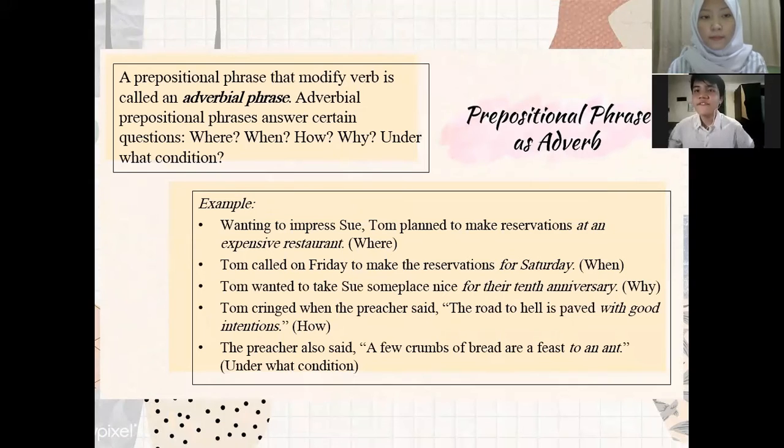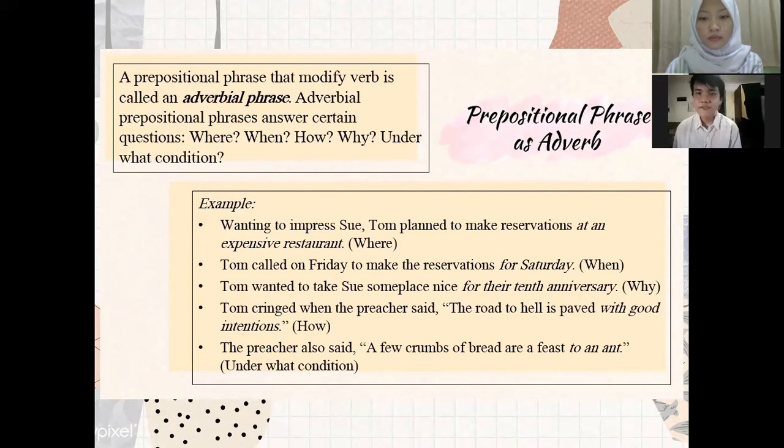And now we have prepositional phrase as adverb. A prepositional phrase that modifies a verb is called an adverbial phrase. An adverbial prepositional phrase answers certain questions like when, where, how, why, under what condition. Example: wanting to impress Sue, Tom planned to make reservations at an expensive restaurant. It answers the question where.